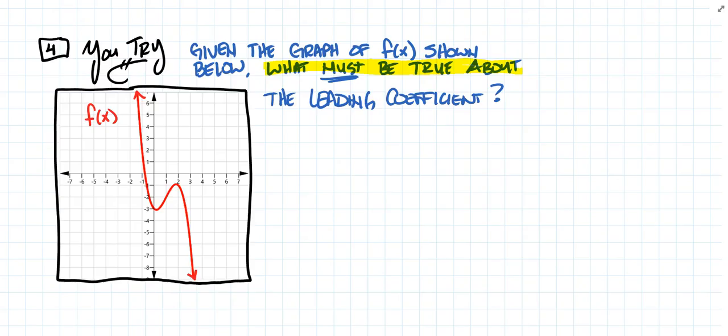Okay, box 4 is a U try. It says, given the graph of the function below, this is a polynomial function, what must be true about the leading coefficient? Basically I'm looking for which one of the 4 it must be. Hopefully you realize that this should be a negative and an odd, because this is rising on the left and falling on the right hand side. So the leading coefficient must be a negative number and the exponent must be odd.